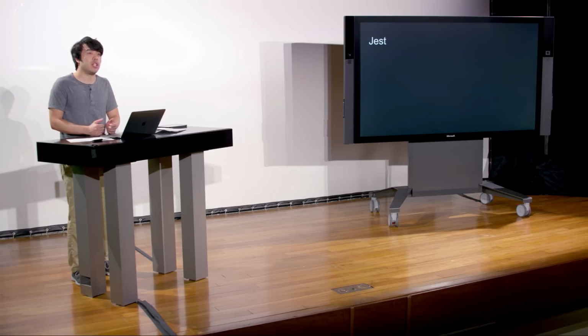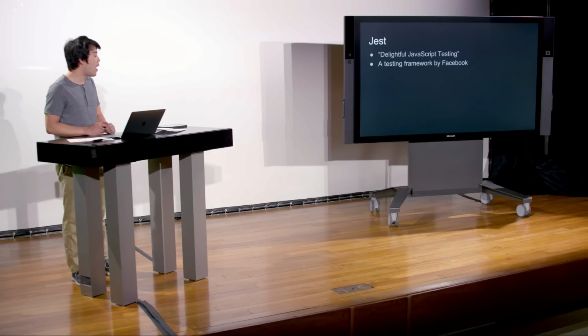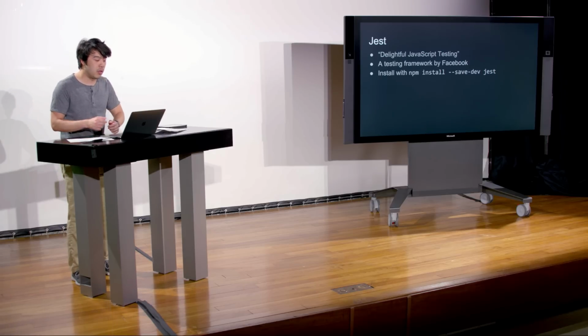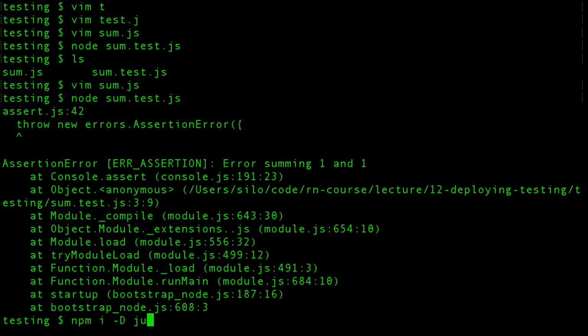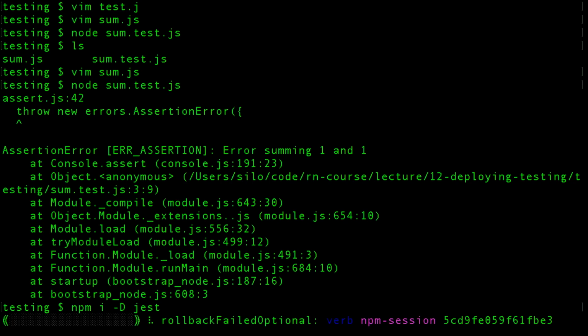So the testing framework that we're going to be looking at this lecture is called Jest. If you look up Jest, what you see is this thing called delightful JavaScript testing, which is a bold claim, but we'll see that it is pretty great to work with. This is a testing framework written by our friends at Facebook, the same people who wrote React Native. And the way to install it is doing npm install --save-dev jest. So just to do that here, we can do npm install -D jest. There's a shorthand to just do npm i -D rather than npm install --save-dev.